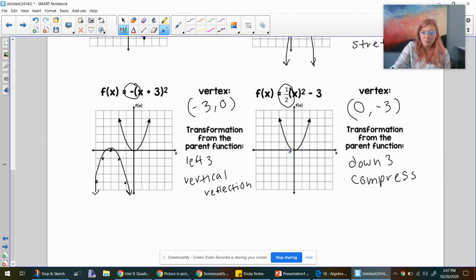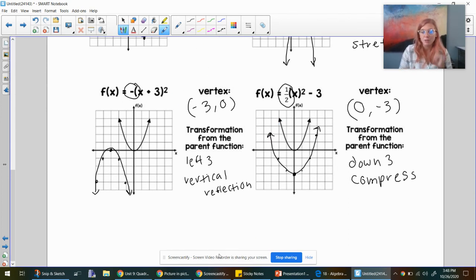So to graph this, I'm going to start by moving my vertex down 3. And then I'm going to graph by a factor of 1/2. And you'll notice that my graph gets a lot wider.